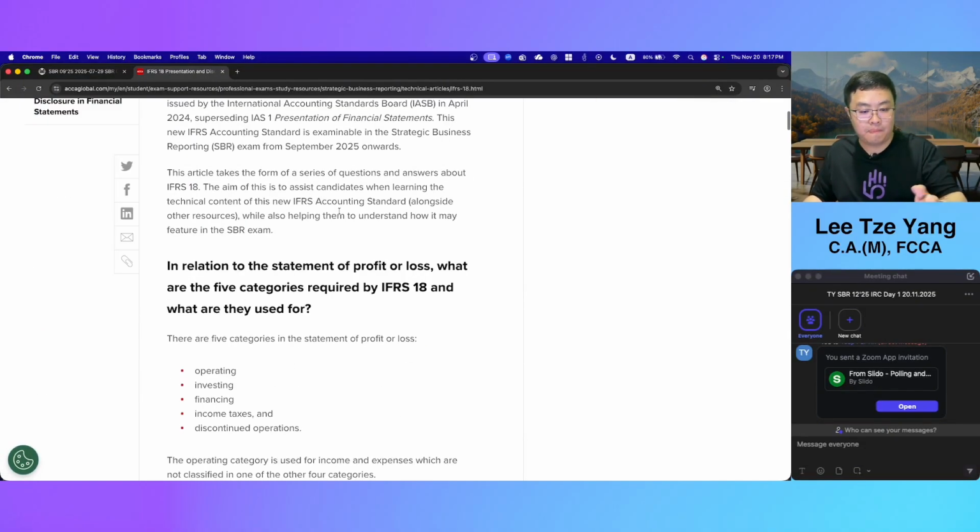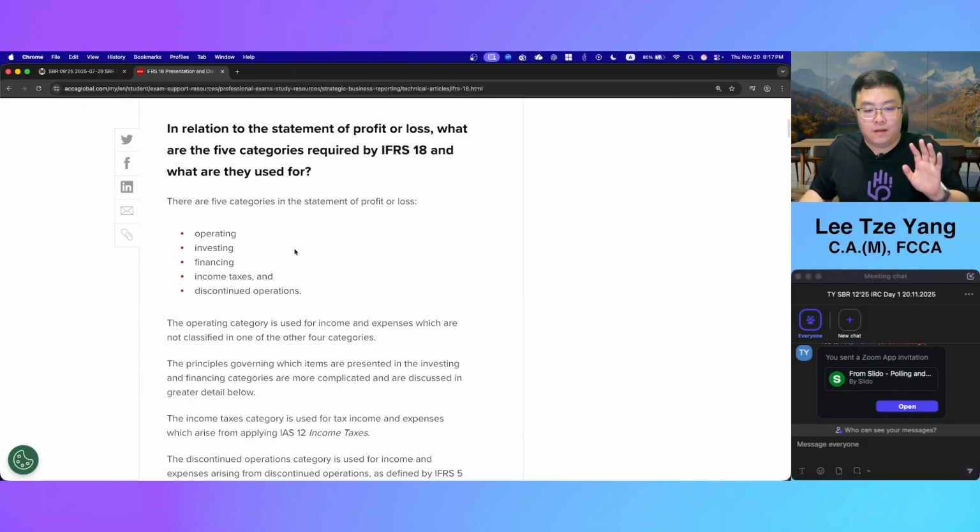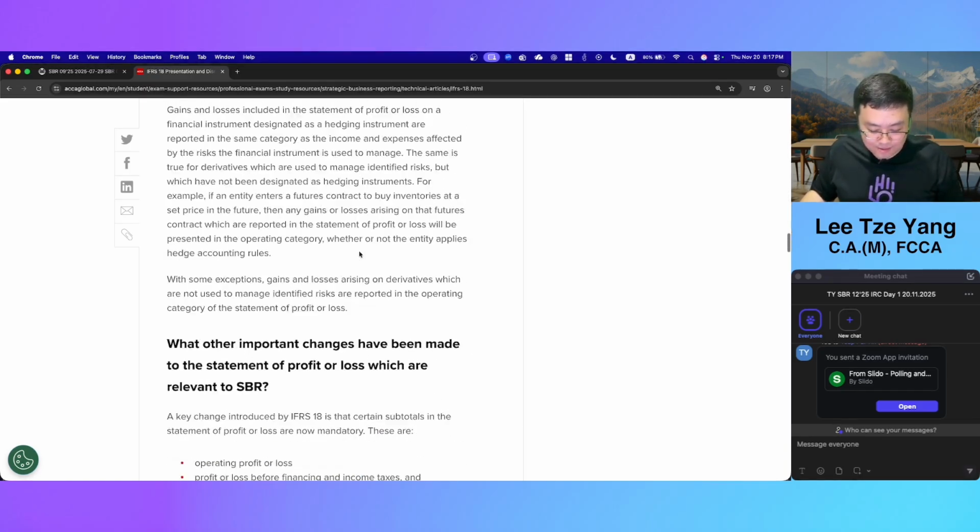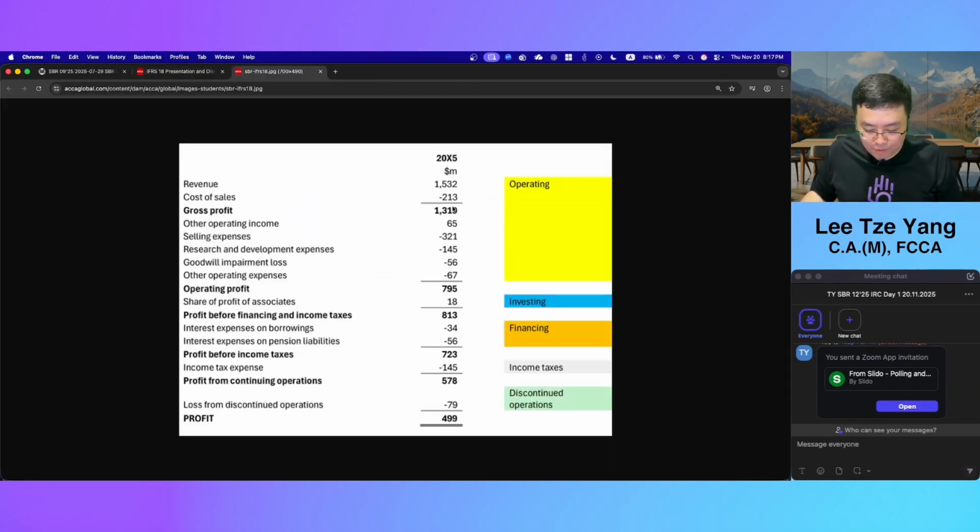Is this article. Now, in this article, the very important thing is actually the format of the SOPL, which is we now have operating, investing, financing, income tax, and discontinued operation, these 5 categories in our SOPL. So it is very important for us to know which expenses or which income goes to which category. Now, the most important is actually operating, investing, financing. How do you differentiate these 3?